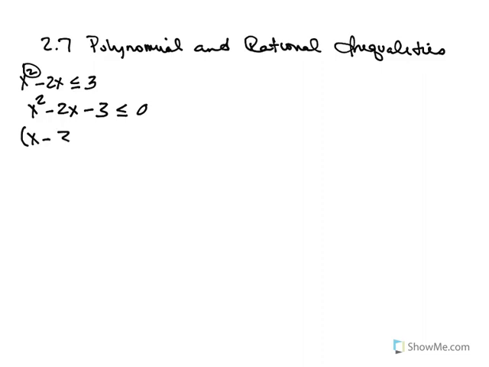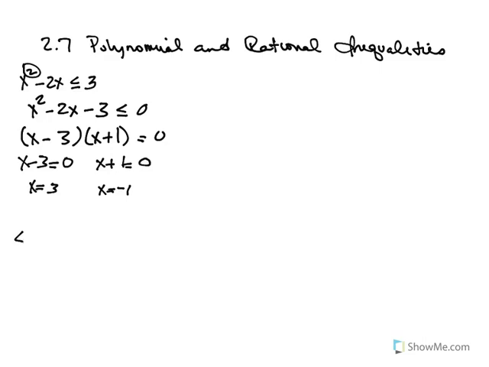So x minus 3, x plus 1. I factor it, and then I set each factor equal to 0, and then I solve for each x. So I get x equals 3 and x equals negative 1. Now there's two ways to work these polynomial inequalities. You can graph it on the real number line. You have to graph your solution anyway. But you can test values.